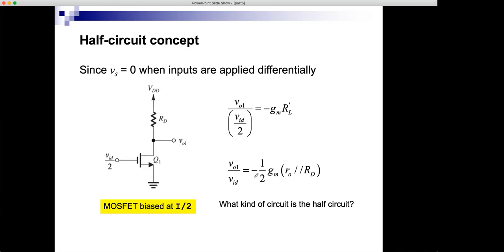So using the formula of common source, I could have derived the formula that we just derived on the previous slides, that VO1, the output at the first drain, divided by the difference between the two gates, is minus half gm (ro parallel RD). And from now on, we will try to use as much as possible this technique called the half circuit concept to simplify a differential amplifier into a common source amplifier and then use the common source formulas. This makes things much, much easier than analyzing the whole circuit.